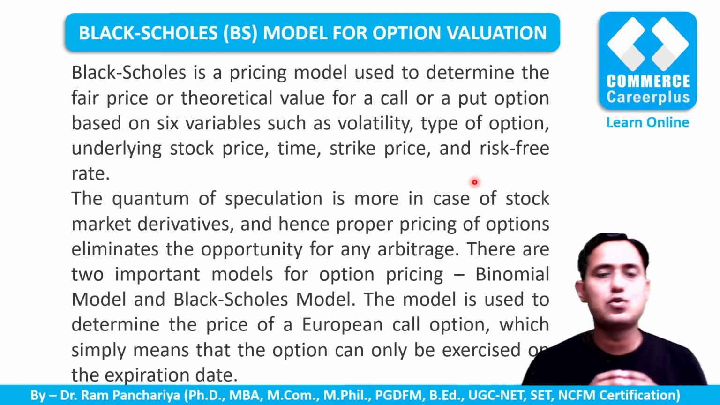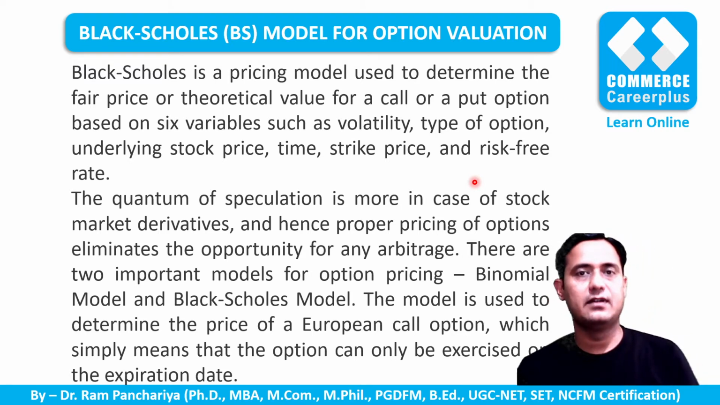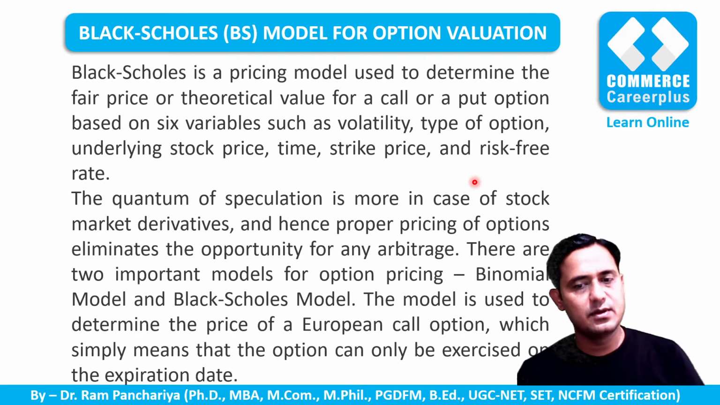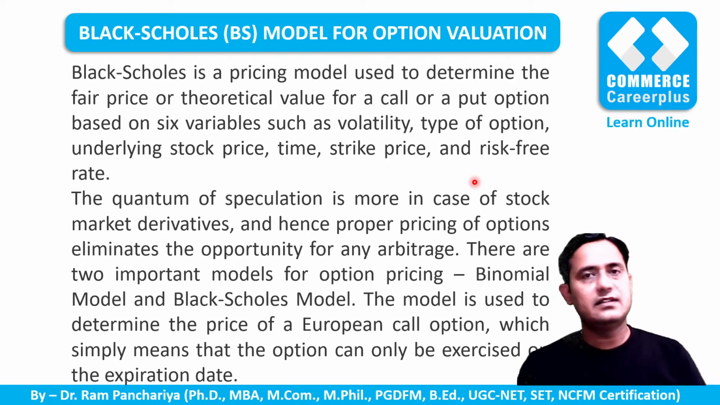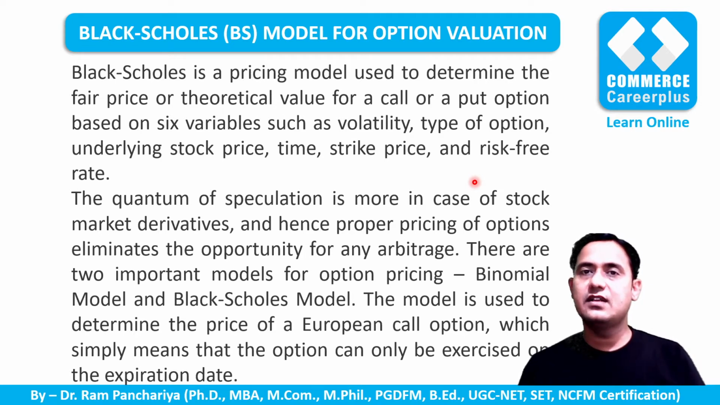As we know, there are 2 important models for option pricing: the binomial model and the Black-Scholes model. In the previous lecture, we studied the binomial model, and in today's lecture, we are going to study the Black-Scholes model. This model is used to determine the price of a European call option, which simply means that the option can only be exercised on the expiration date. Again, this is very important.